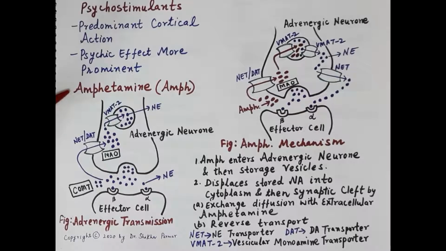The first and the most important of all the psychostimulants is amphetamine. Amphetamine is a cerebral stimulant. It is a central sympathomimetic, and the main function of amphetamine is to increase the availability of norepinephrine and dopamine at the synaptic cleft. By increasing the levels of norepinephrine and dopamine at the synaptic cleft, it acts as a psychostimulant. It acts as a CNS stimulant.